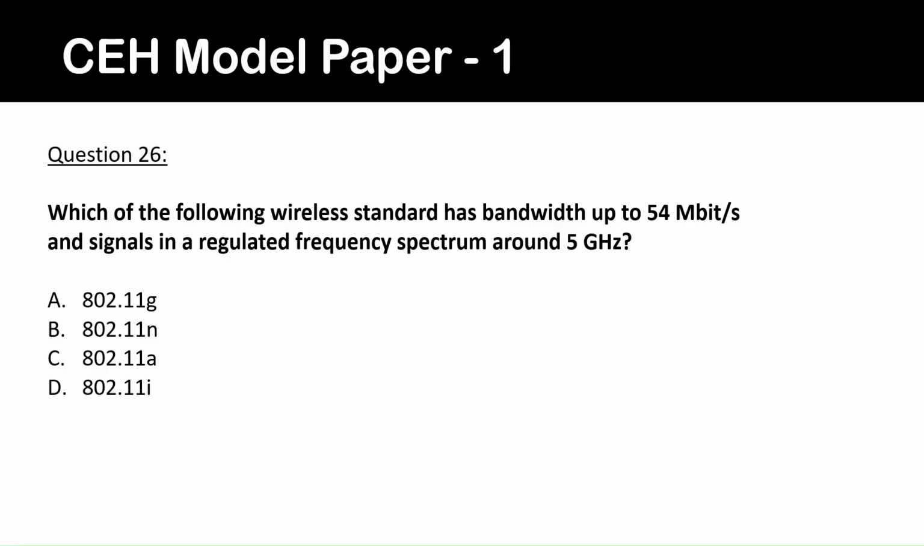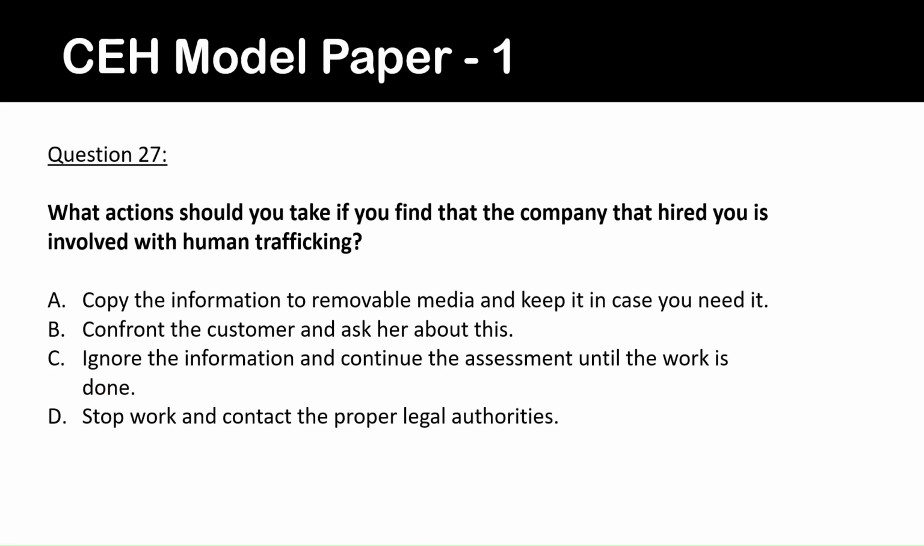Question 26. Which of the following wireless standards has bandwidth up to 54 megabits per second and signals in a regulated frequency spectrum around 5 GHz? The options are A. 802.11g, B. 802.11n, C. 802.11a, D. 802.11i. The answer is C. 802.11a.